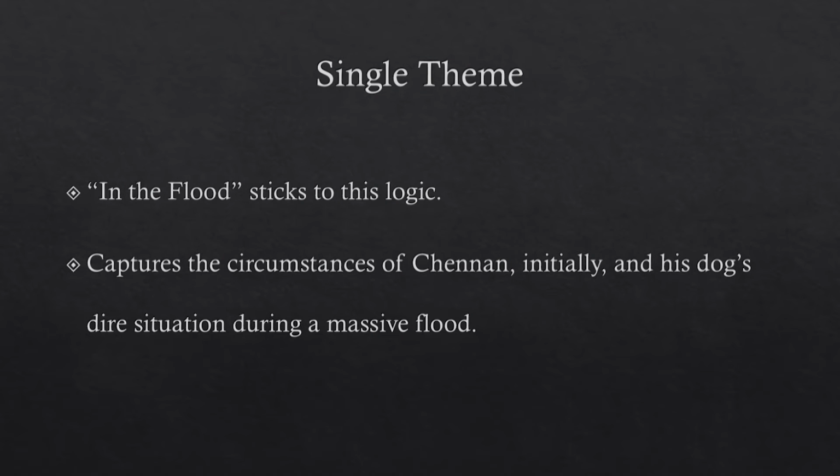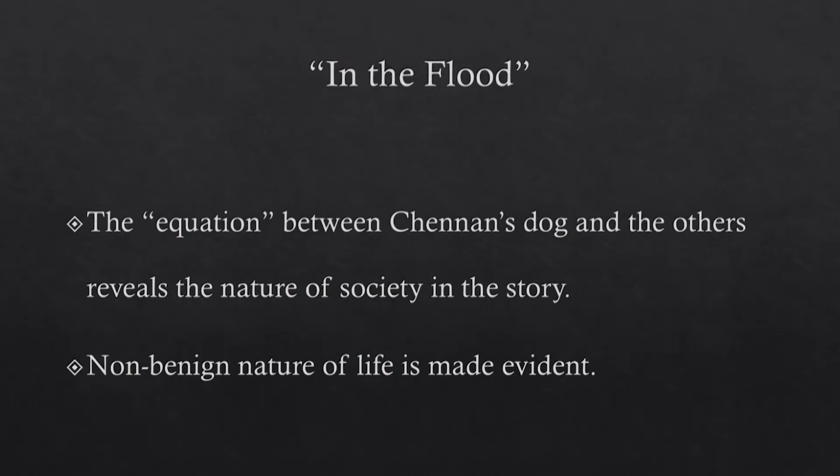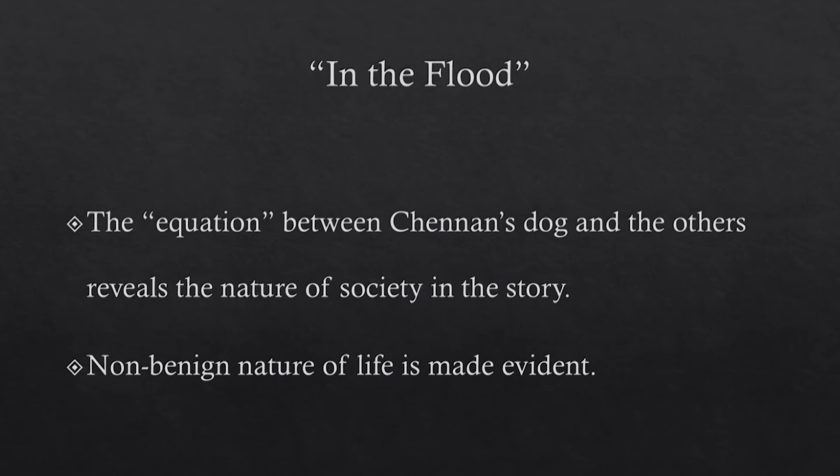It captures the circumstances of Chenan initially and his dog's dire situation during a massive flood. So, there is a specific number of characters and they are united by this larger incident of flooding. The equation between Chenan's dog and the others reveals the nature of society in this story. So, that is the implication of weaving a story around one or two characters who are affected by a particular set of events. And through such a weaving of a narrative, the non-benign nature or the malevolent nature of life is made evident or apparent in the context of this particular story.